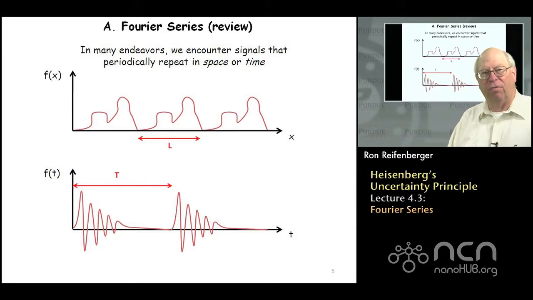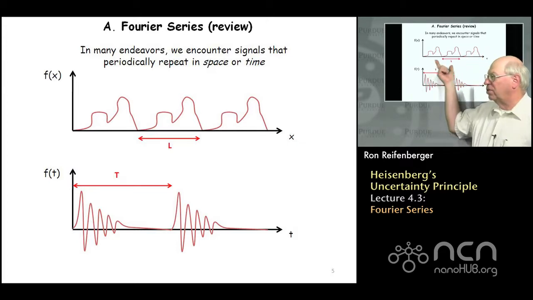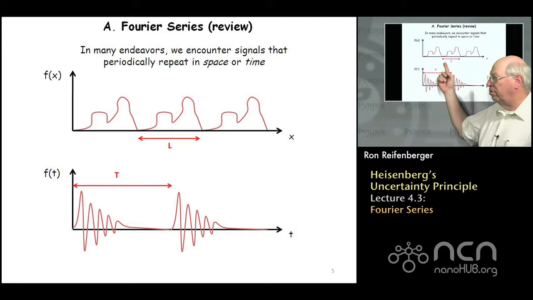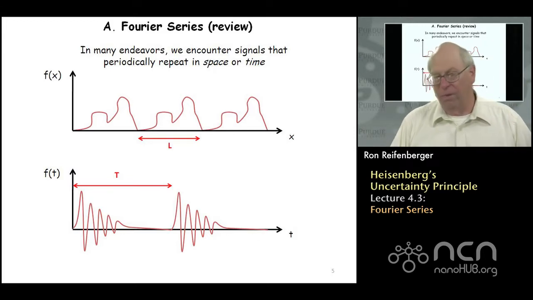And irrespective of whether we're dealing with position or time, there's always some repeat distance. In the case of position, that repeat distance is a distance capital L. In the case of a time signal, that repeat distance is this period capital T. So in this discussion, we're going to focus more on the signal that repeats with position. So we'll be referring to L as the repeat distance of a signal that's periodic in x.